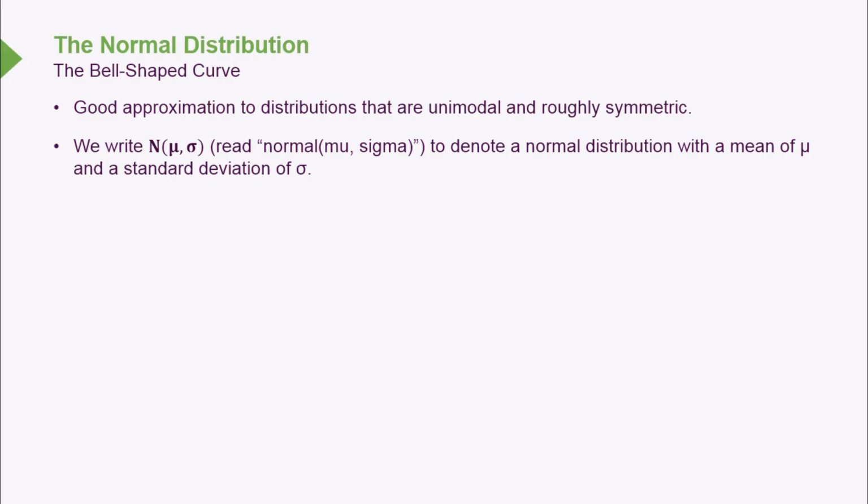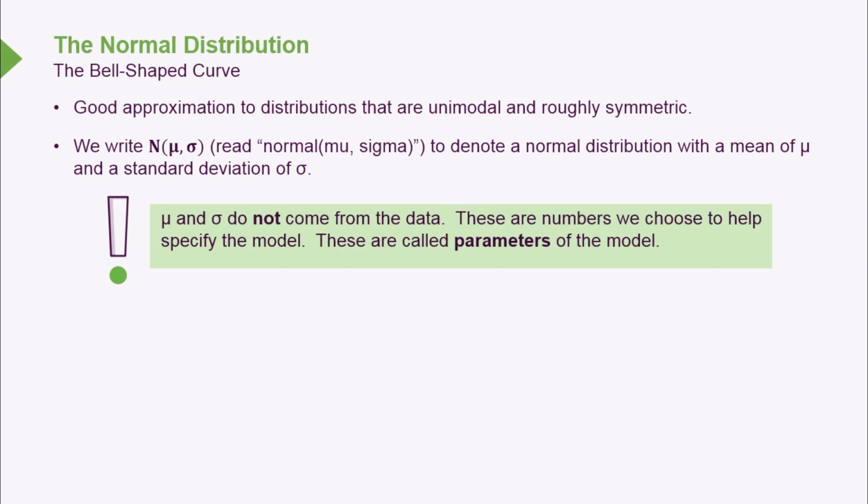Z-scores are at the heart of making use of what we know as the normal distribution, or the often referred to bell-shaped curve. And what the normal distribution does is it's a good approximation to distributions that are unimodal and fairly symmetric. So we write normal with mean mu and standard deviation sigma with the notation that you see in bold there, and with mu and sigma in parentheses. Note that mu and sigma do not come from the data. These are numbers that we choose to help specify the model. These are called parameters in the model, and we cannot get them from the data.